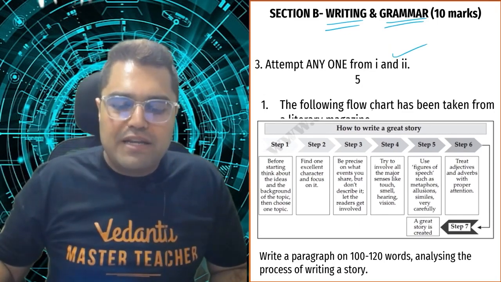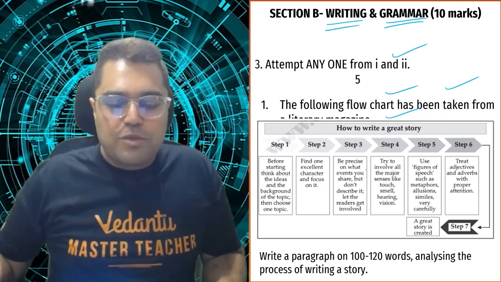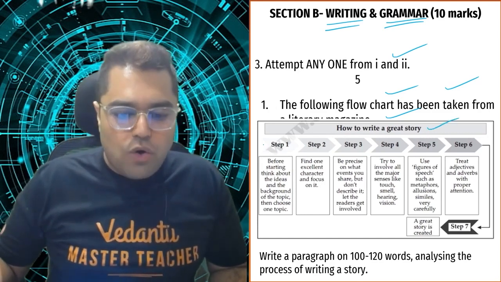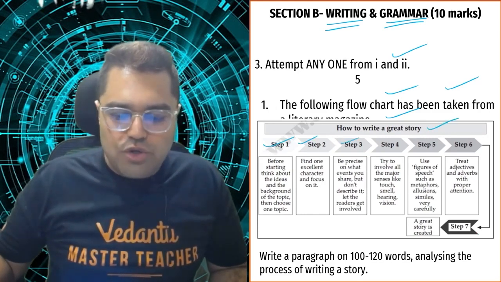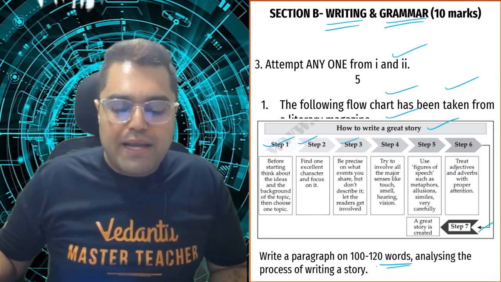You have to attempt any one, and the following flowchart has been taken from a literature magazine. I am loving it. Just look at it. So people, here there's a flowchart on how to write a great story. There are all these steps that are given to you, and finally this is the last step. You have to write an analytical para analyzing it.